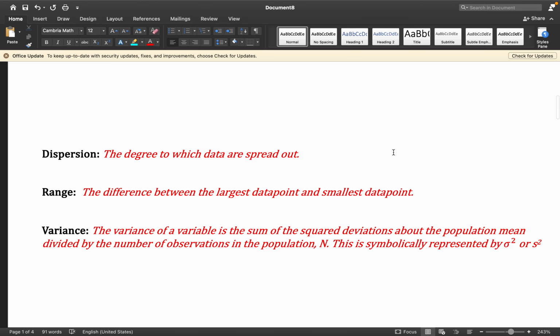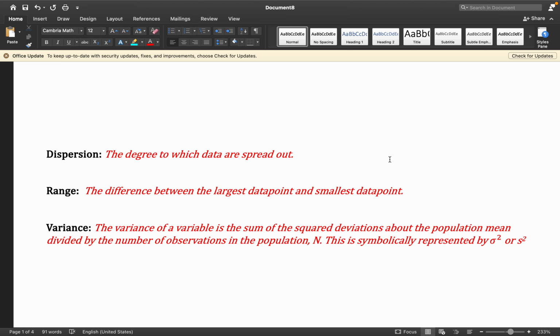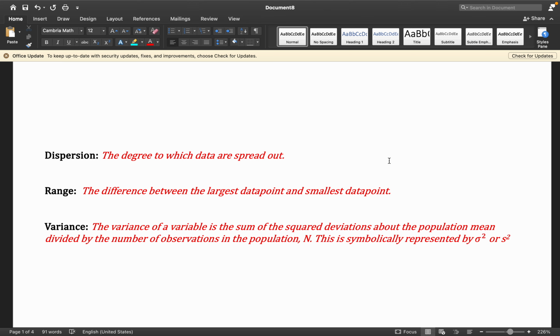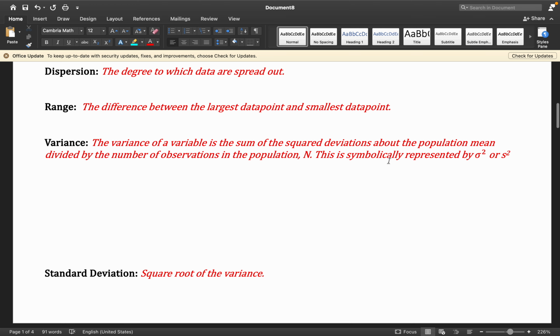Okay, so dispersion. Talking about the range, talking about how widely varied my data points are. Dispersion is the degree to which data are spread out. The range is the largest minus the smallest, and variance is the sum of the squared deviations about the population mean divided by the number of observations in the population, n.